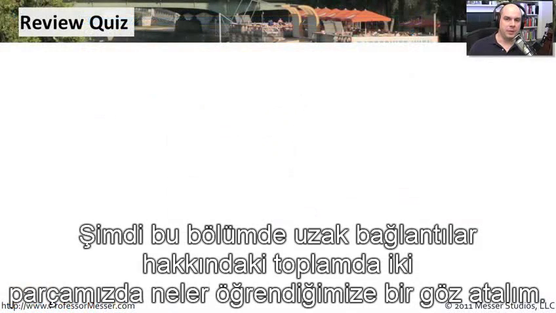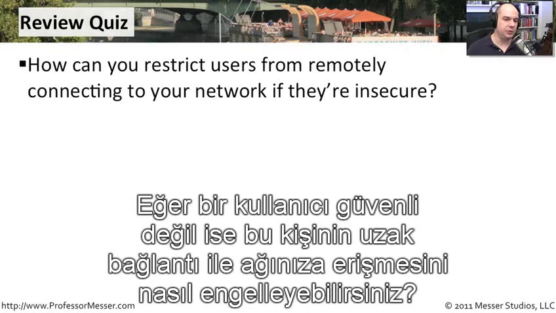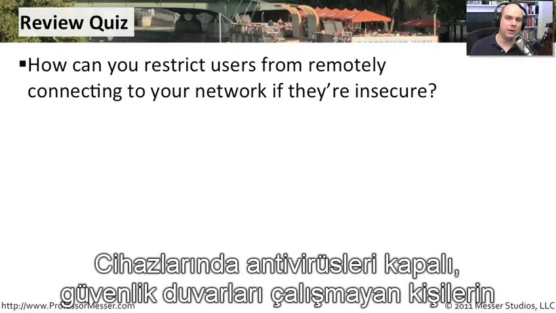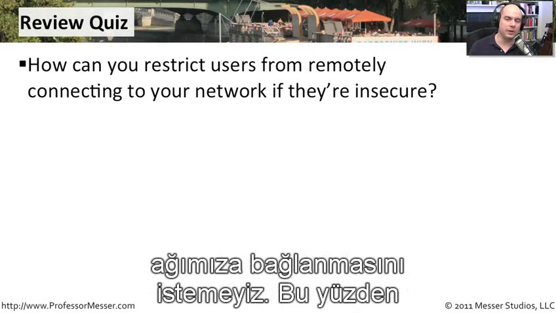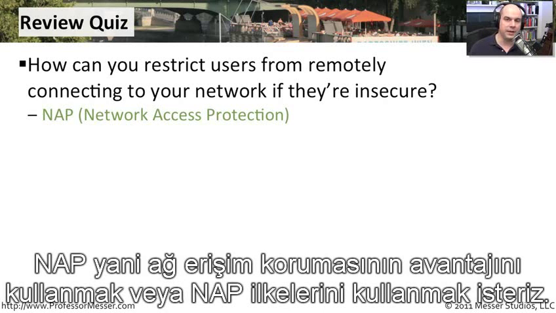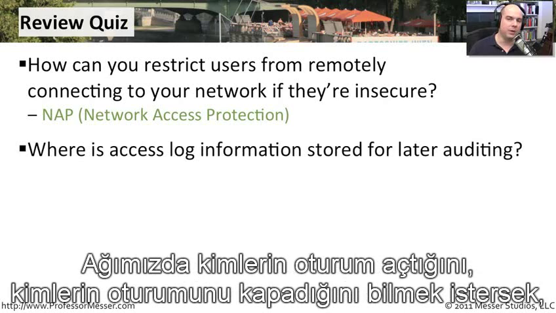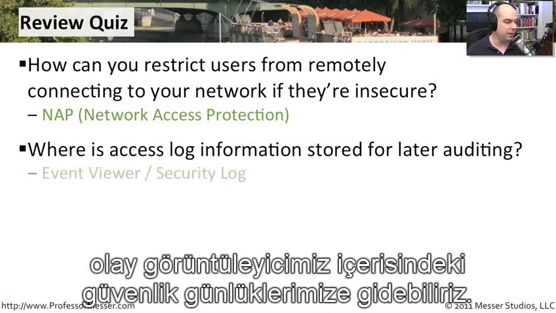Let's review some topics from this part 2 of our remote connections module. Our first question is, how can you restrict users from remotely connecting to your network if they're insecure? We don't want devices that have antivirus that's turned off and their firewall isn't working connecting to our network, so we can take advantage of our network access protection, or our NAP policies. Our next question, where is access log information stored for later auditing? We want to go back and see who logged on to the network or who logged off of the network. We can go right to our event viewer and look inside our security log.